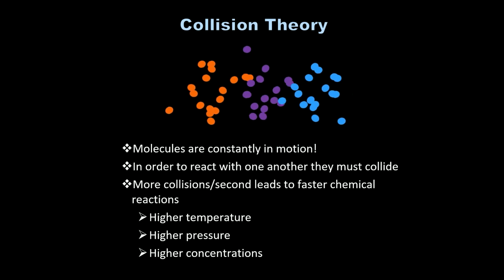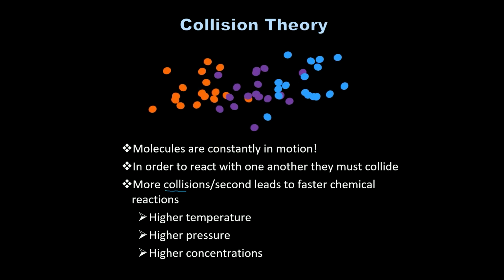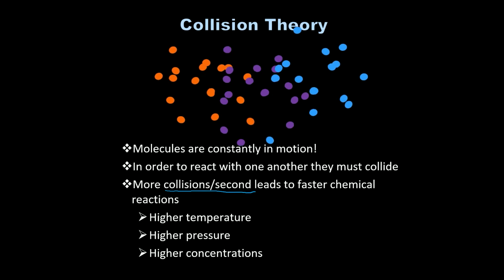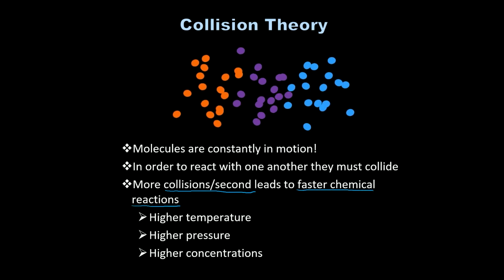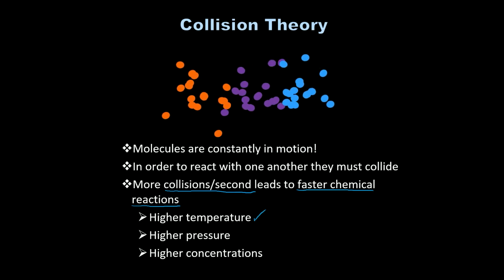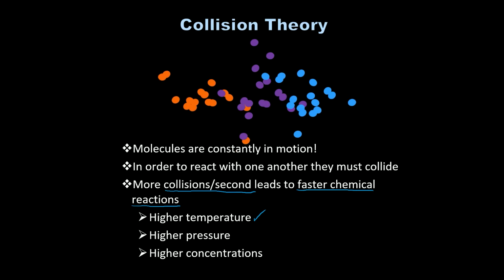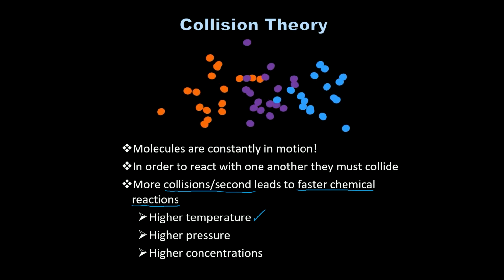Now, anything that would increase the number of collisions that would make these molecules more likely to smack into each other is also going to increase the rate of a chemical reaction. So what kind of things could we do to make more and more collisions happen? Well, we could increase the temperature, for one. Temperature is a measurement of the overall kinetic motion of molecules in any substance.